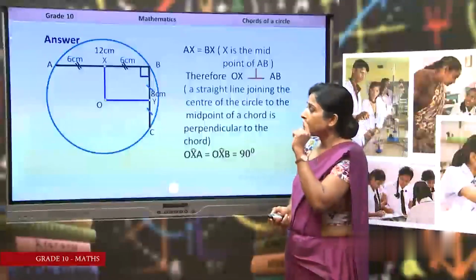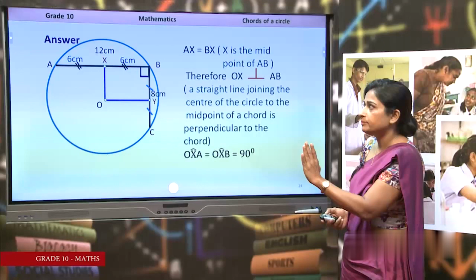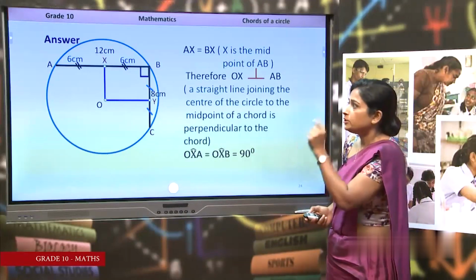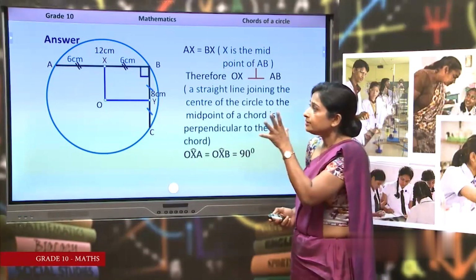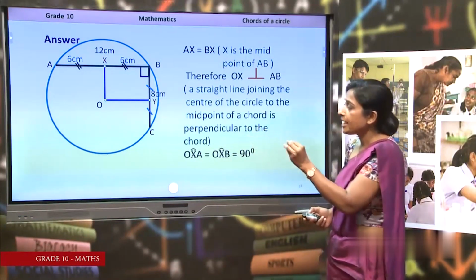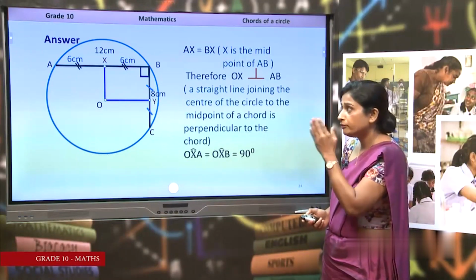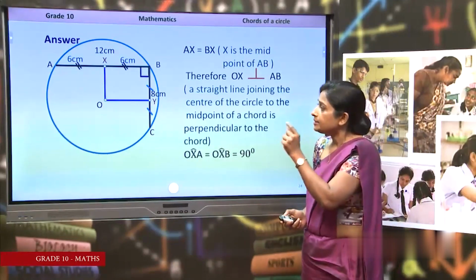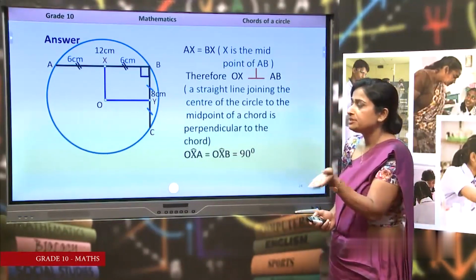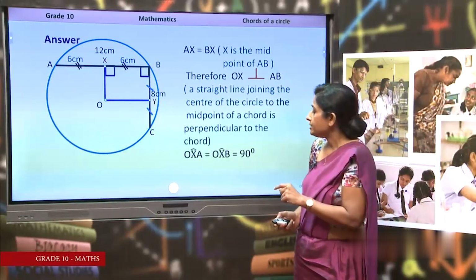At the same time I have marked the AX and XB. You have to look at the diagram, children. AX is 6 centimeters and XB is 6 centimeters, because X is the midpoint of the chord AB. You have to understand AX and XB as 6 centimeters and 6 centimeters, and here we have to mark the angle OXB as 90 degrees.